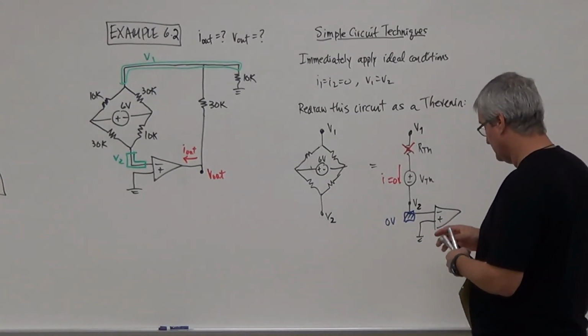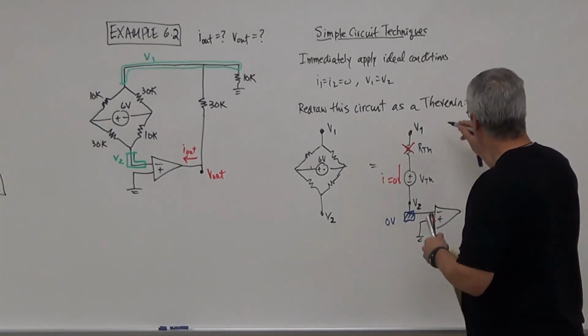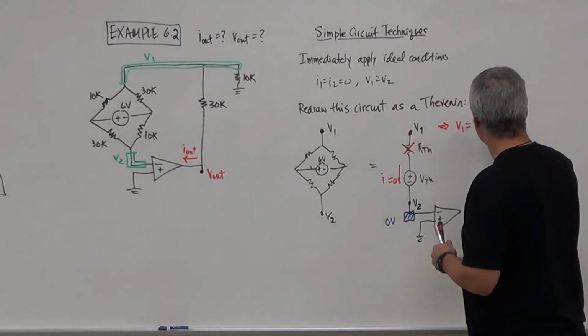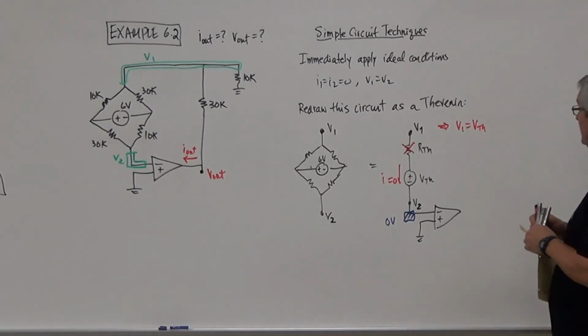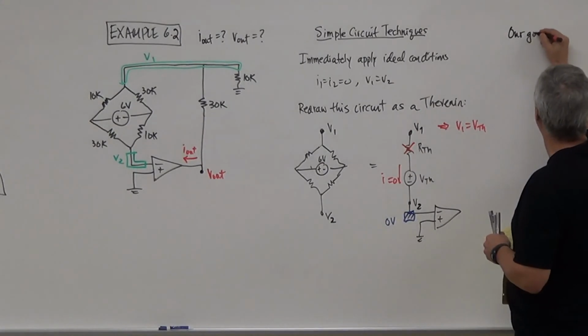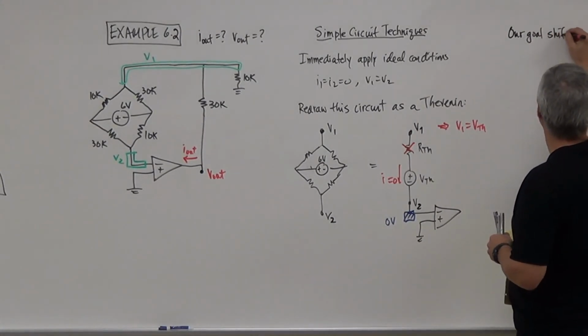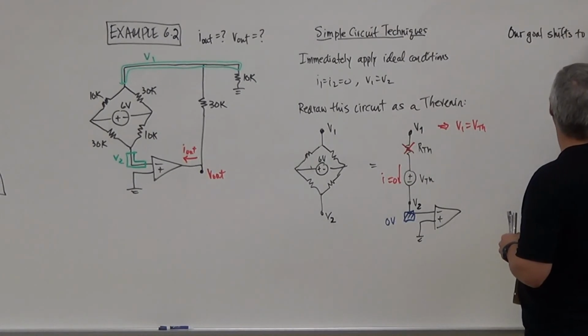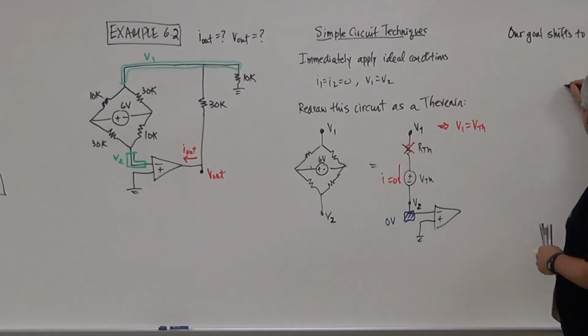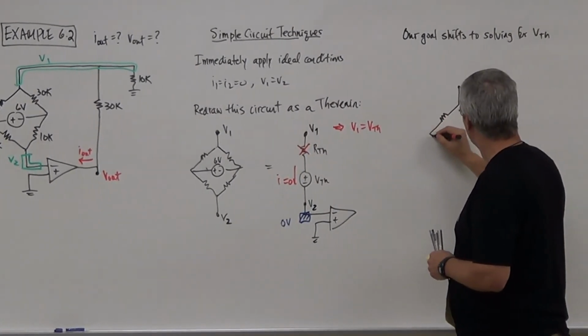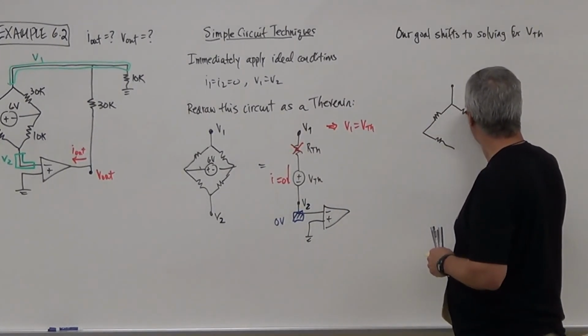So this implies that V1 has to be VTH. Our whole goal here is to solve for VTH. So here we go. Our goal shifts to solving for VTH. So let's go look at VTH. If I look at this drop here, all I'm going to do is pick one of the branches.